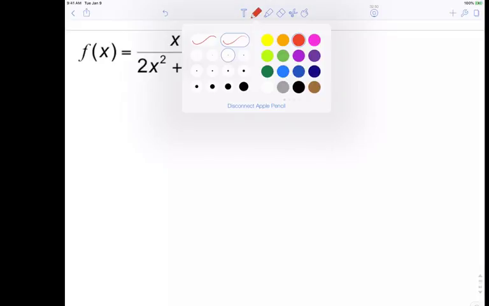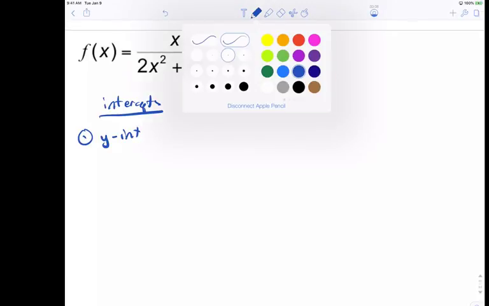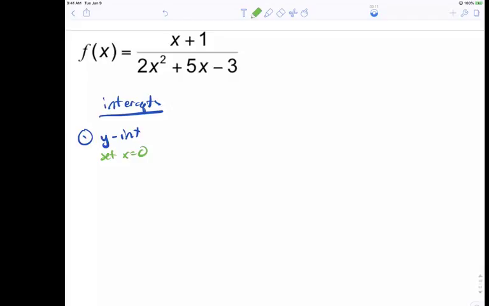It's pretty good. Okay, let's look at it. It should come back up. Now, let's start off with some intercepts. We typically start with the Y-intercept. What do we do for the Y-intercept? We set x equal to 0. If we set x to 0, what does the top become? And the bottom is this. So the Y-intercept is going to be (0, negative 1/3).